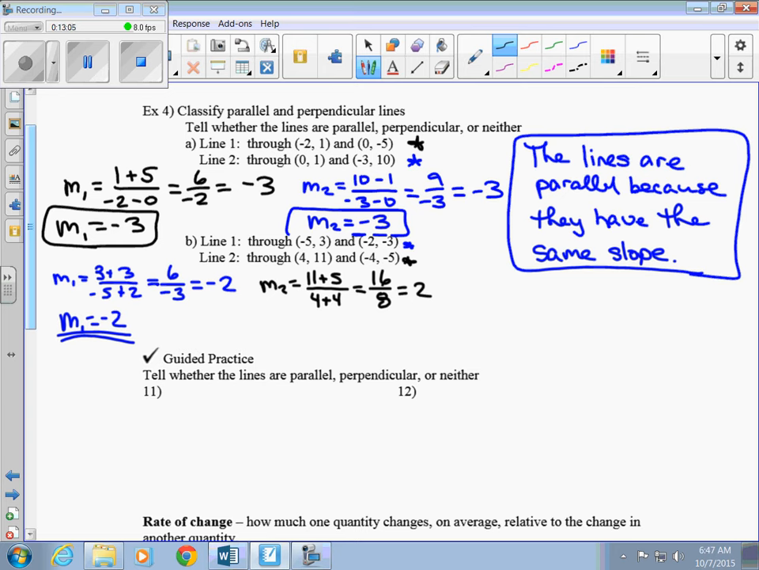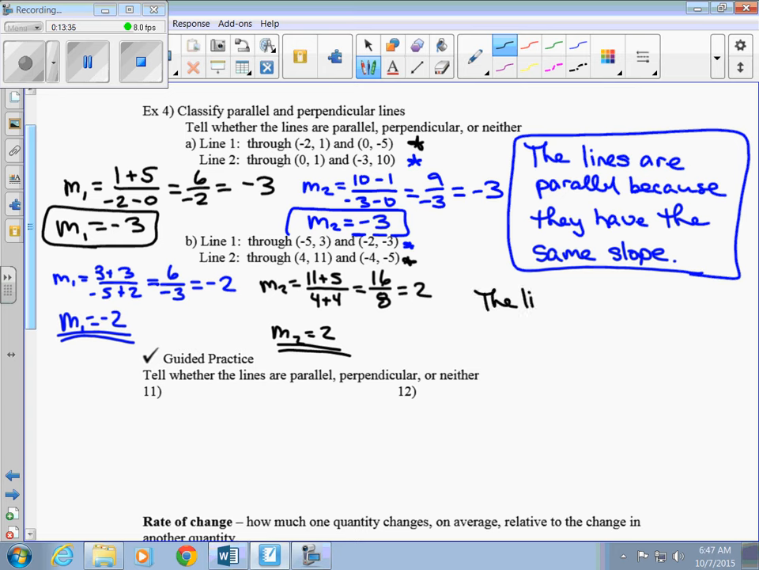So we know that slope of line 1 is -2. Slope of line 2 is 2. So the question is, are these parallel? Are they the same? Nope. So they're not parallel. Are they opposite reciprocals? No. So they're not perpendicular either. This second one, M2, would have to have a slope of +1/2 to be reciprocal.